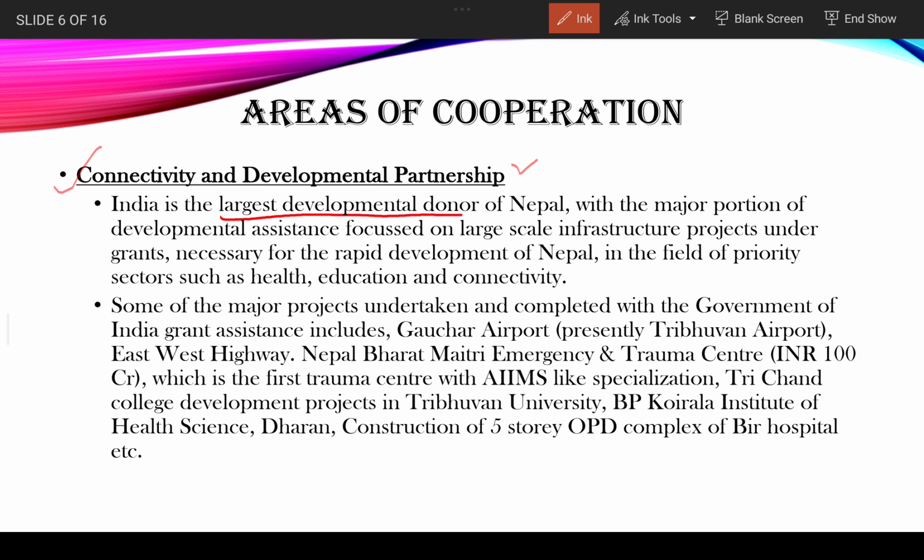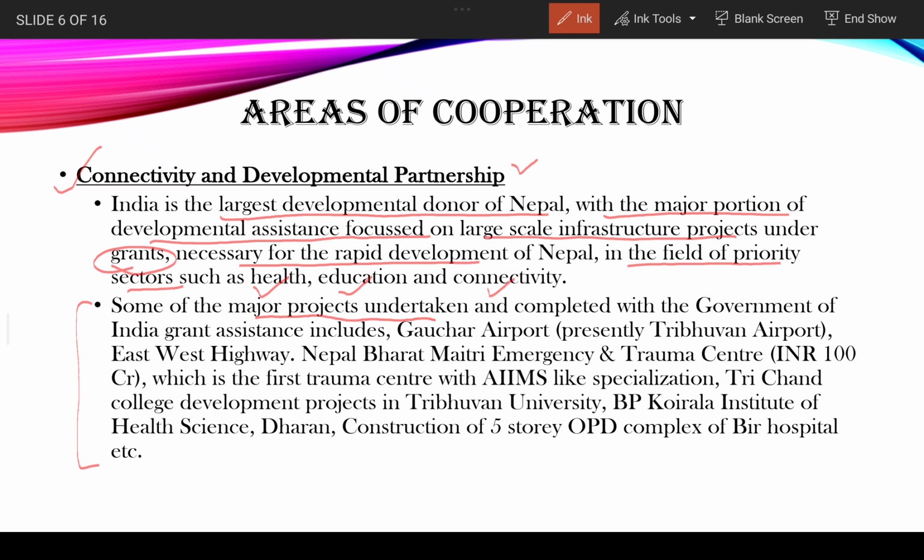India is the largest developmental donor of Nepal, with a major portion of developmental assistance focused on large-scale infrastructure projects. India is providing assistance to Nepal for various large-scale infrastructure projects under grants, which are necessary for the rapid development of Nepal in priority sectors such as health, education, and connectivity. So how is it doing that? This is majorly about the connectivity projects and various other projects.